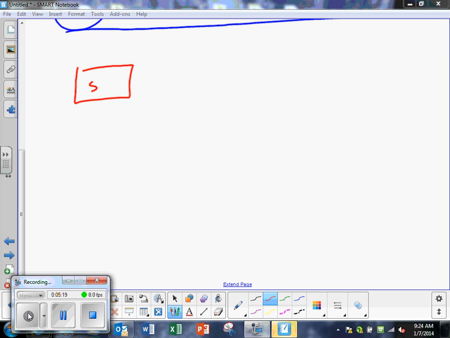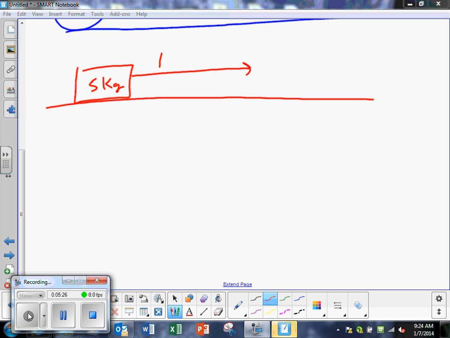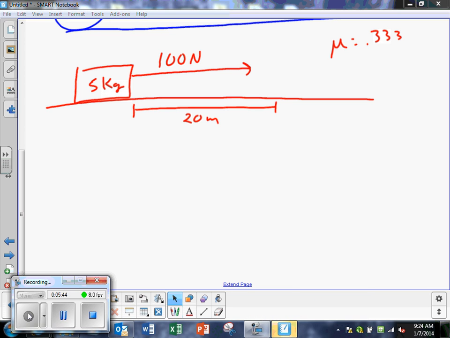the same 5 kilogram mass, and we'll say that I'm tugging on this with 100 newtons of tension, and I do that over a distance of 20 meters again. But this time I have a coefficient of friction that's equal to 0.333. So which way is that friction going to be forcing on this box? I'll say also my v sub naught is 0. Which way? In what direction? Left or right?